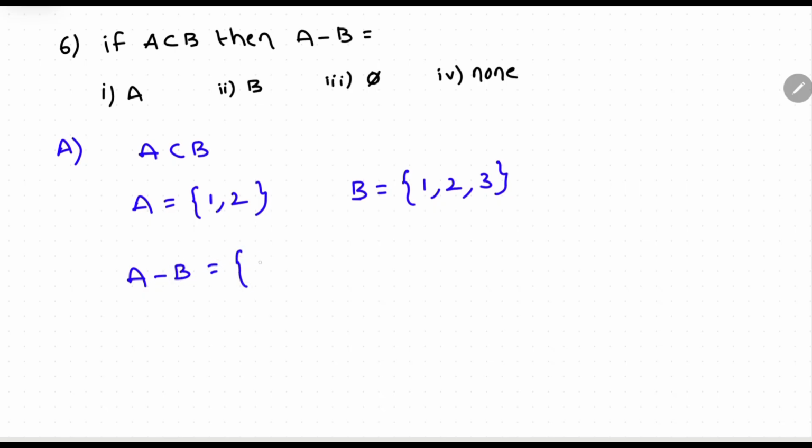So what is A? 1 comma 2 minus what is B? 1 2 3. So A minus B means we have to eliminate the common elements of A and B. Whatever is common in A and B, we have to subtract those from A. So what are the common elements there? 1 comma 2. So 1 cancel, 2 cancel.